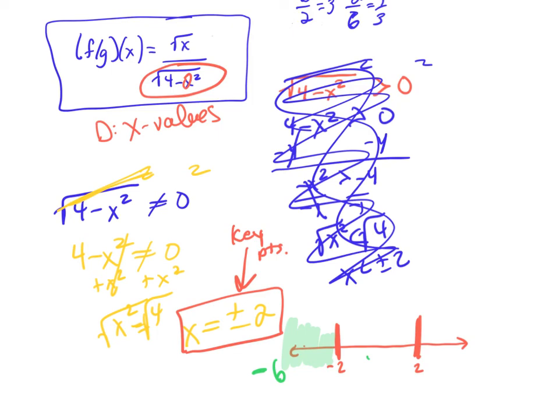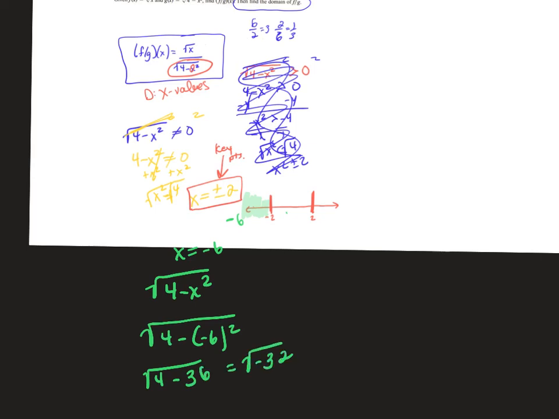If I take my denominator, square root of 4 minus x squared, and I'm going to evaluate this where x equals negative 6. Everybody with me? So I go, okay, square root of 4 minus negative 6 squared. 4 minus, what's negative 6 squared? 36. So I get the square root of negative 32. Is that going to give me a real answer? No. So anything on this side of negative 2 will not work.